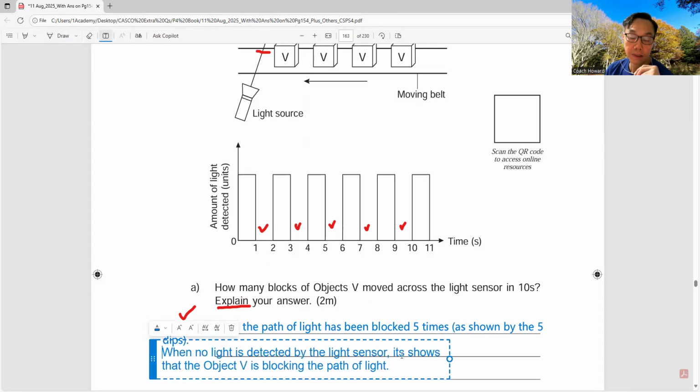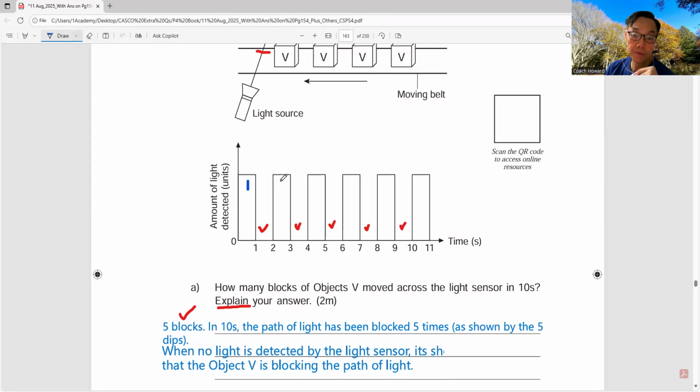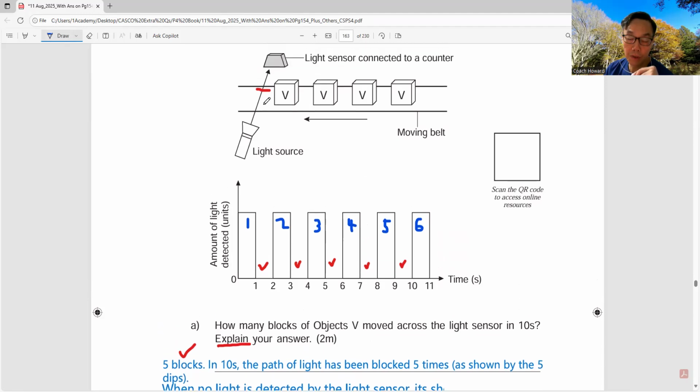Okay, so you notice if the students misunderstood the question and counted the bars, they would arrive at a different answer. If they counted the bars, they will arrive at 6 blocks, which is the wrong answer. So this question is very tricky. Students, you need to understand that this question is testing the concept of the light path being blocked. So you should count the number of depressions.